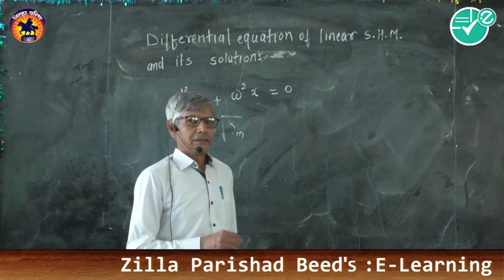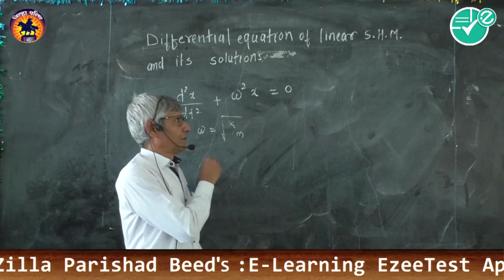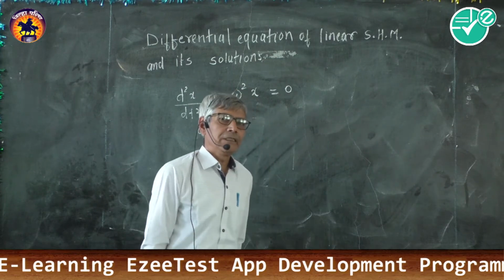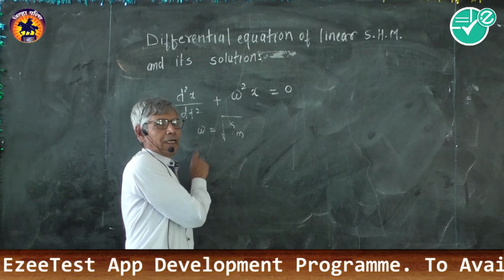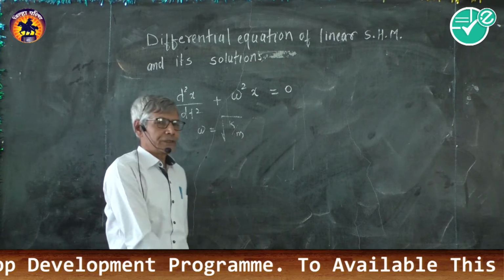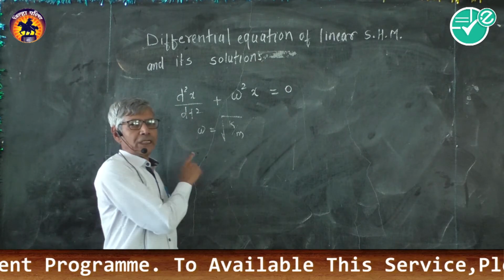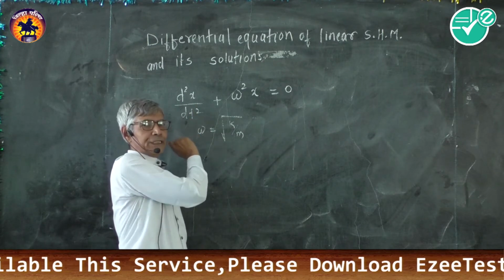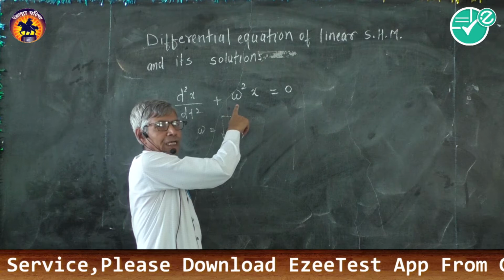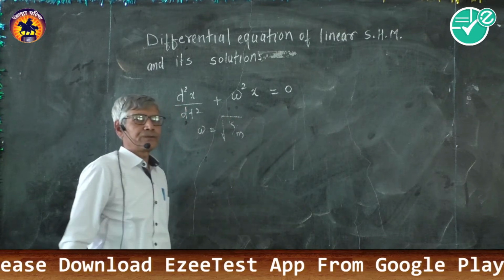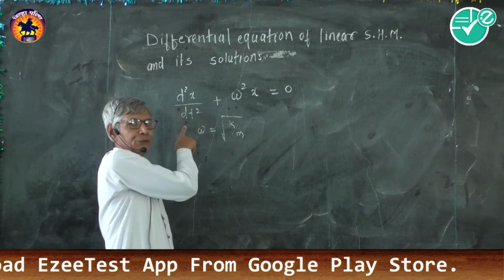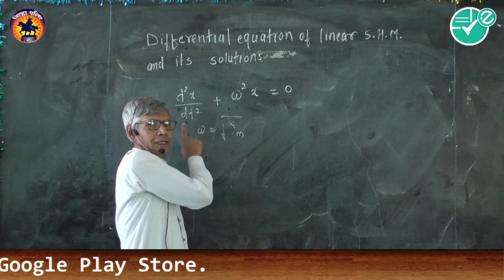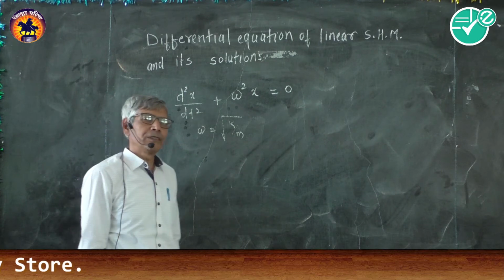Today in this lecture we will discuss the differential equation of linear S.H.M and its solutions. The differential equation of the linear S.H.M is represented by d2x by dt2 plus omega square x is equal to 0, where d2x by dt2 is the linear acceleration. This is a second order differential equation of the linear expression.